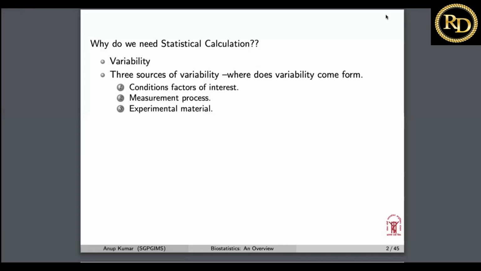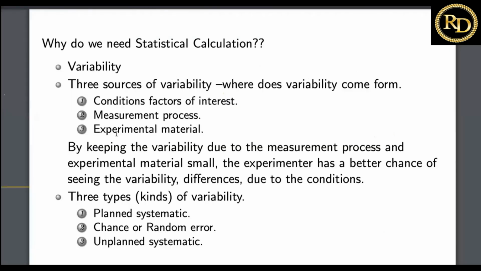The third source of variability is the experimental material. You can see the difference between a manual blood pressure machine and an electronic blood pressure machine in the blood pressure values. So this is what I am trying to tell you: statistical calculation exists because of variability, and there are three sources of variability.